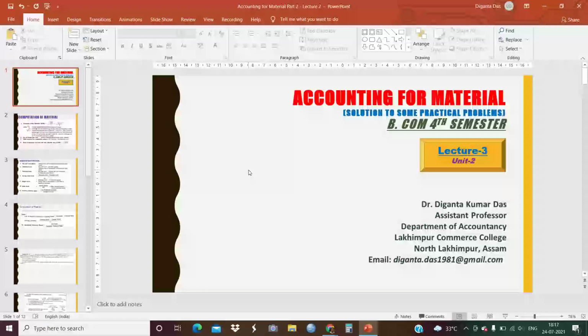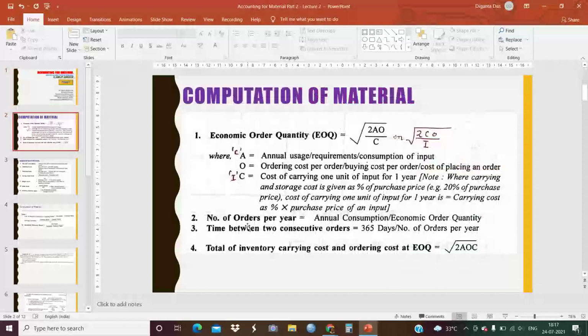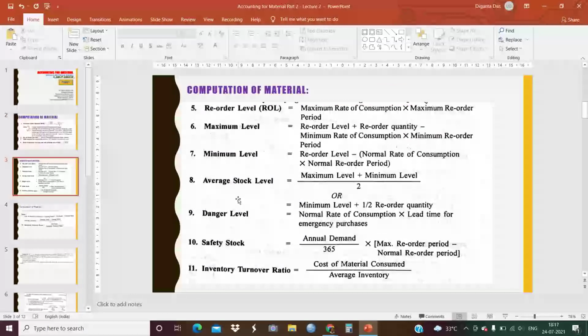Economic order quantity, and the number of orders per year, which is annual consumption divided by economic order quantity. Then this should also be included: reorder quantity, maximum level, minimum level, average stock, danger level, safety stock level, material turnover ratio, and inventory turnover ratio. These will be discussed in the next classes.